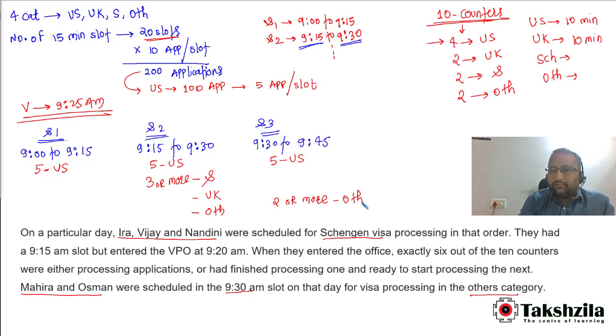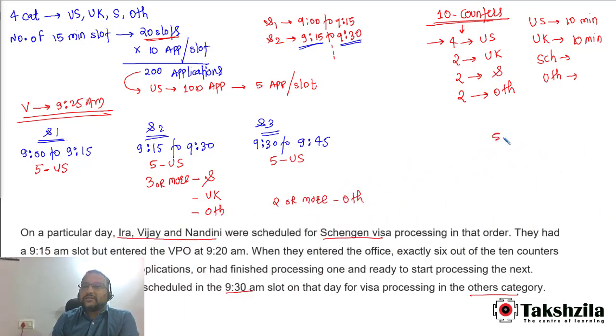So from this, what can we conclude? There was a statement saying that in every slot, the number of other candidates is the same, the number of US candidates is the same, the number of Schengen candidates is the same, and the same for UK candidates as well. And the total number of candidates called in each slot is 10. So over here you can see that 5 plus 3 plus 2 is already 10.